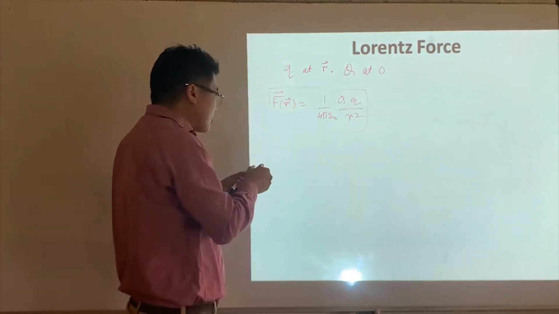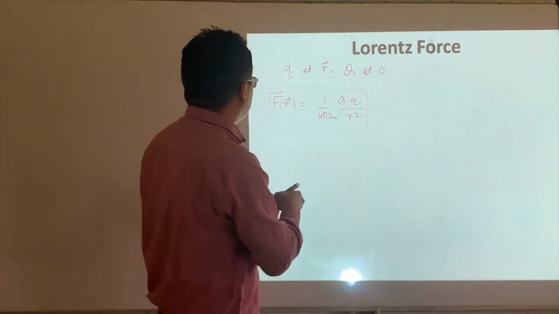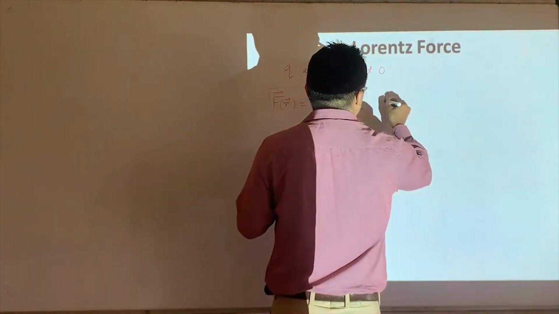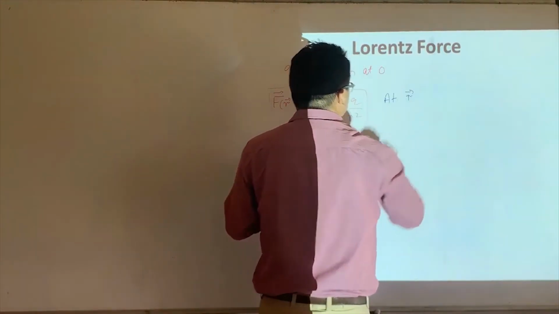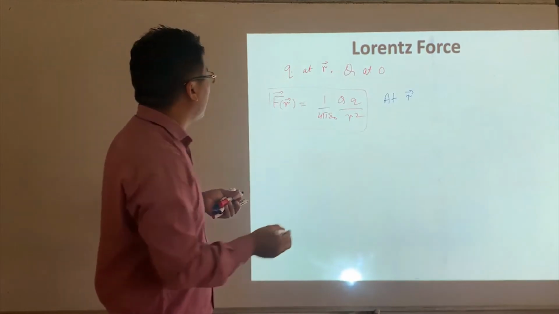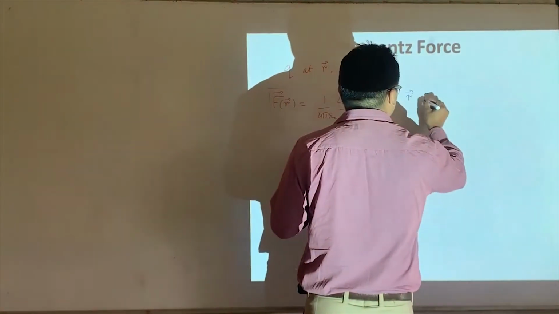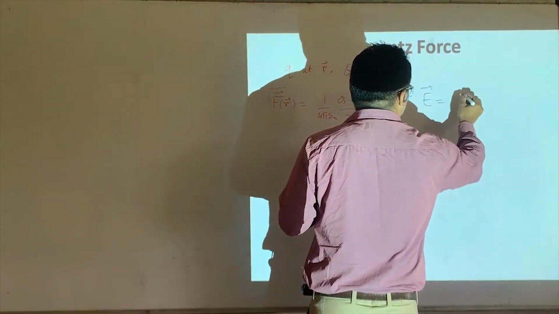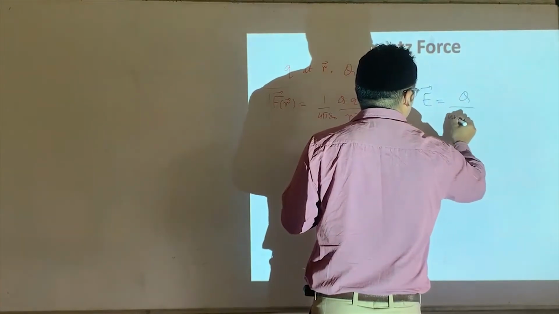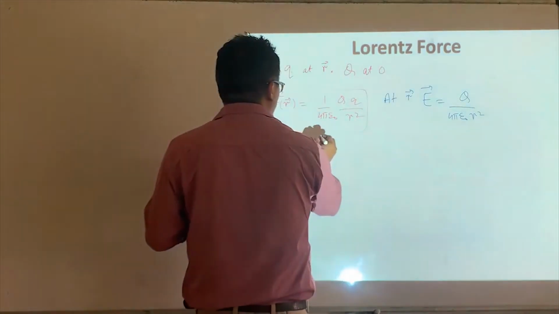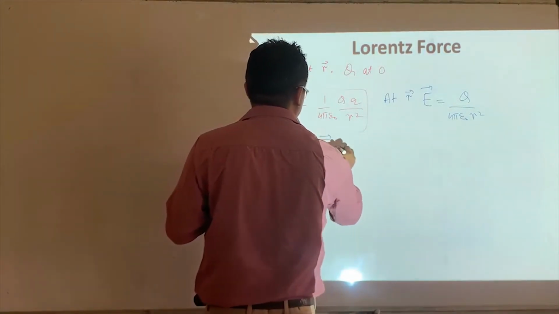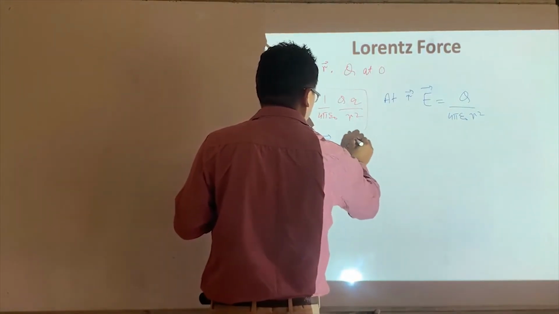And we have also studied that at a position vector r, the electric field at r would be equal to Q divided by 4 pi epsilon naught r square. So therefore we found these relations. This is a small recapitulation. All right, this is what we have.